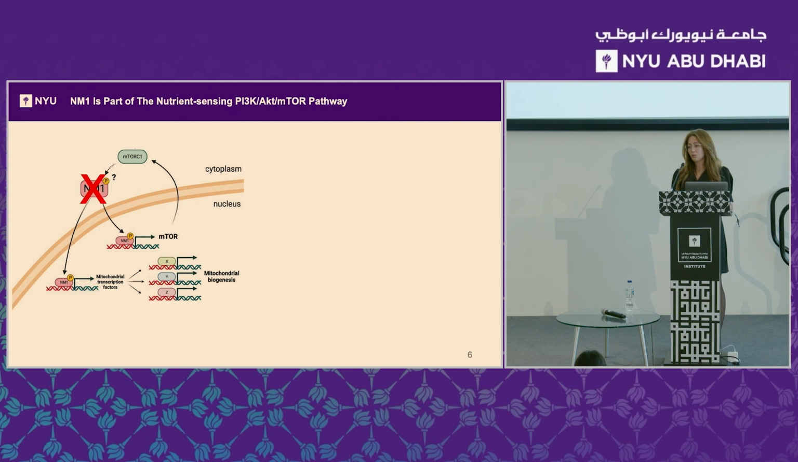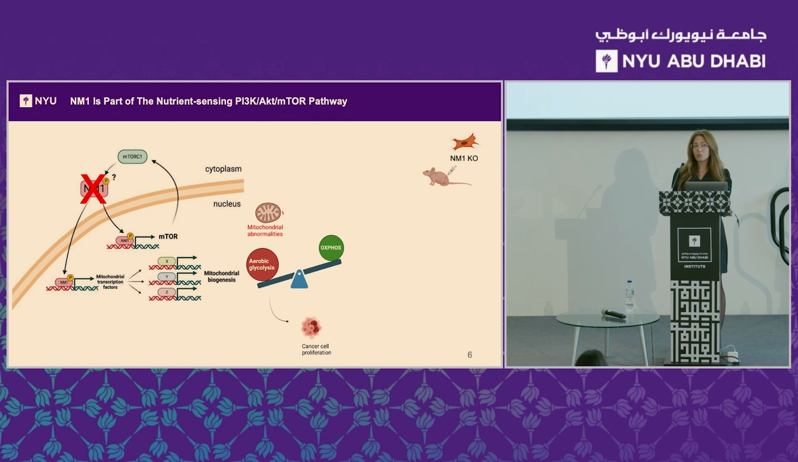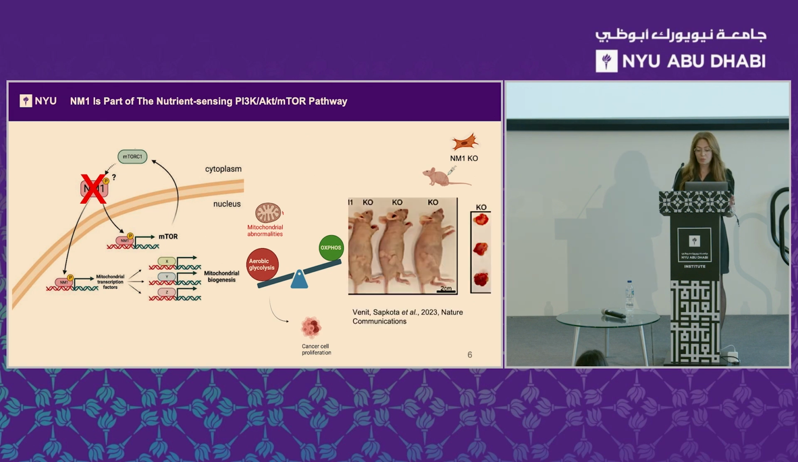And if you remove NM1, then of course we have these abnormalities in mitochondria, we have this imbalance, an increase in aerobic glycolysis or Warburg effect, and we shift the fate of cells toward cancerous cells. And in fact, if you take those cells, MEF cells that are lacking NM1, and inject them into nude mice, they start to develop cancerous tumors. And here you can see this study that we did.